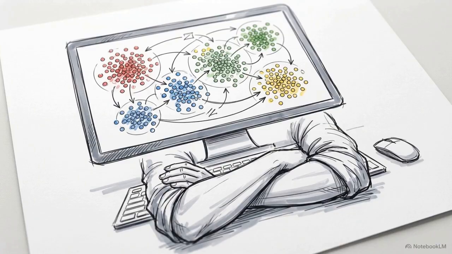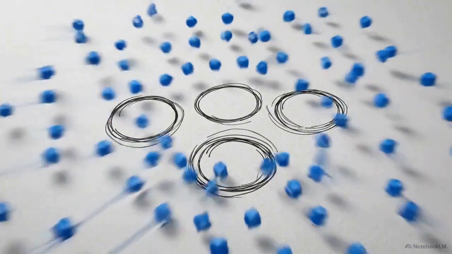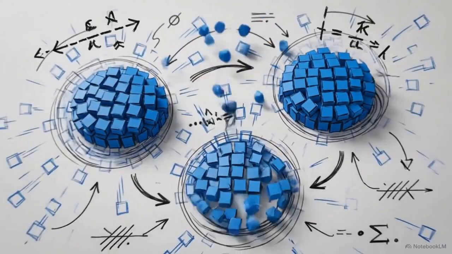This makes k-means an unsupervised learning algorithm. It requires no human instructions on how to group the items. It creates order out of chaos purely by minimizing the physical distance between points and their centers.